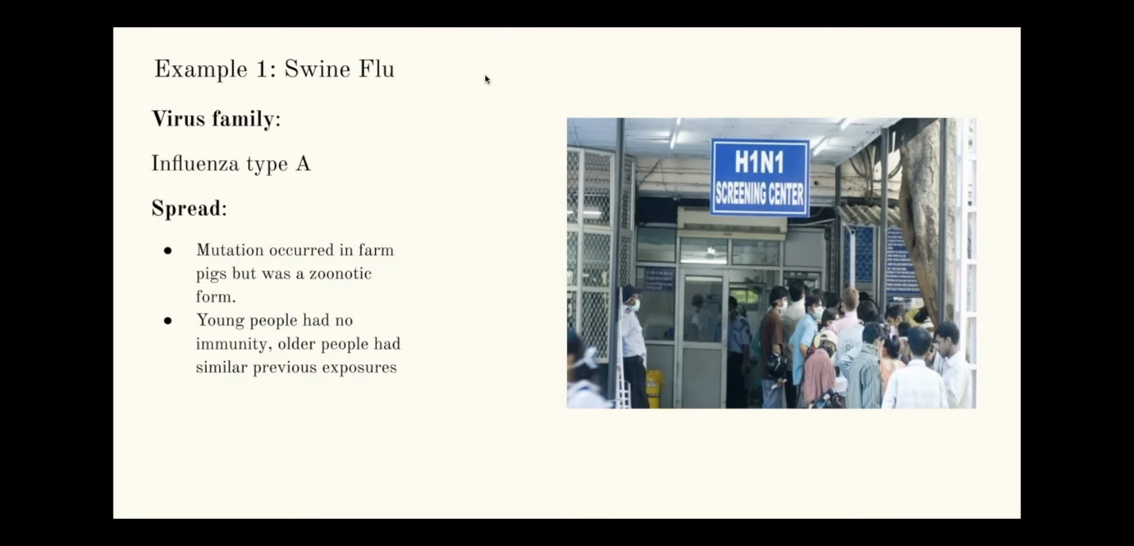Young people had immunity and the old people had previously been exposed to a similar virus. Some of the symptoms were chill, cough, sore throat, body ache, and fever. The estimated number of deaths was 60 to 80 million.